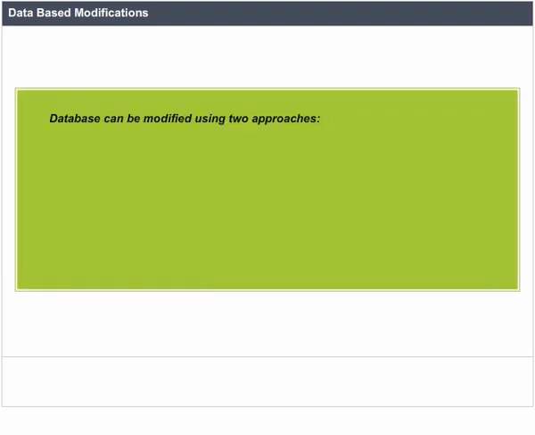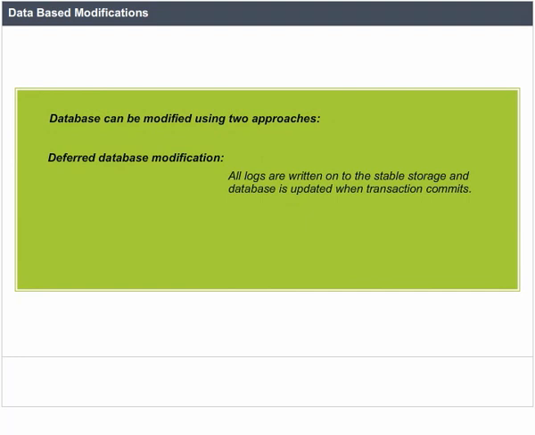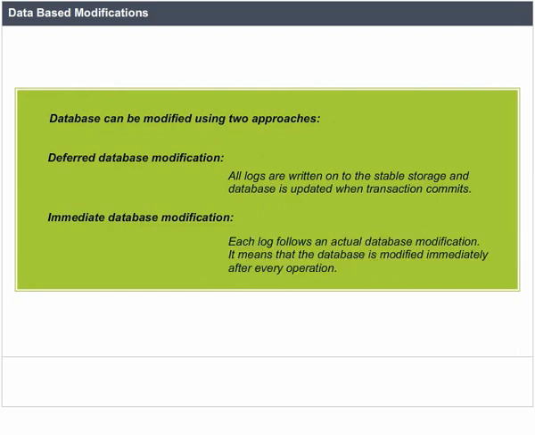Database modifications. Database can be modified using two approaches. Deferred database modification. All logs are written onto the stable storage and database is updated when transaction commits. Immediate database modification. Each log follows an actual database modification. It means that the database is modified immediately after every operation.